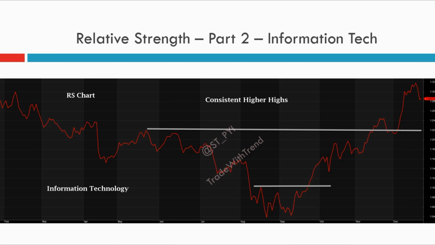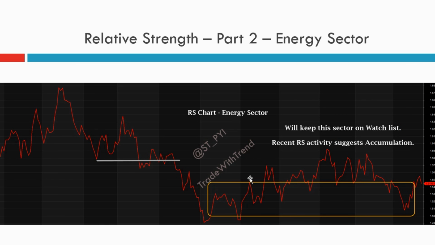But in case you are not inclined to trade the IT sector for some reason, then the second choice should be the energy sector, because here the clear pattern of lower lows and lower highs has been violated, and the RS is kind of in a range, giving initial signs of accumulation, of course pending price confirmation.